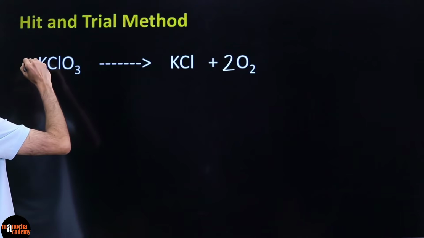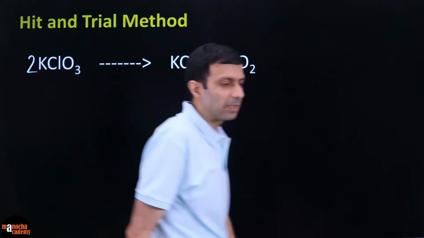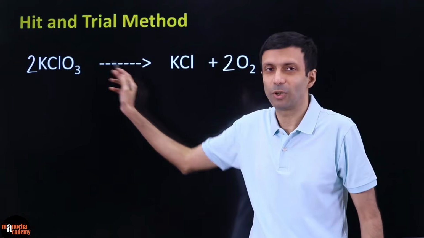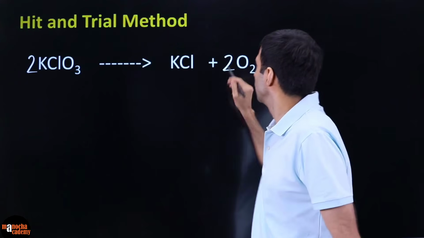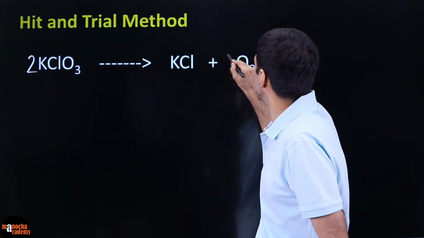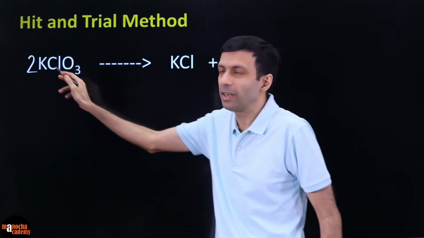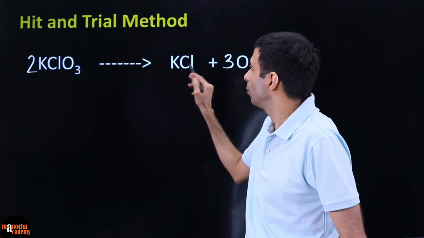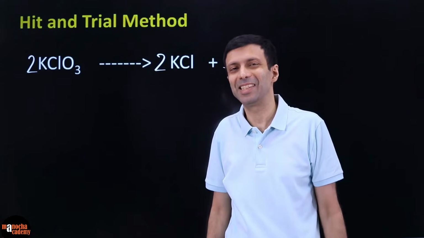So like the fruit and vegetable guy, we'll put a 2 here. So how much does it become? It will become a 6 on that side. So oxygen becomes 6. Here it is only 4. So we have to put a 3 here. But by multiplying by 2, we have disturbed potassium and chlorine. So there's 2 potassium, 2 chlorine, only 1 here. So we put a 2 and there you can see it's balanced.